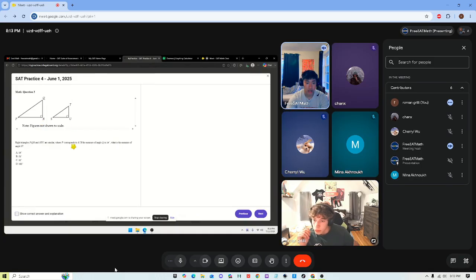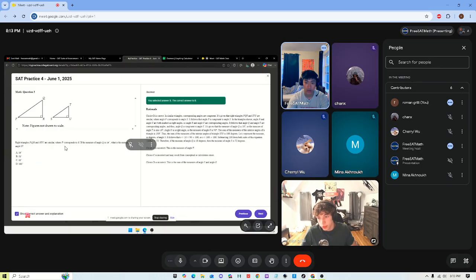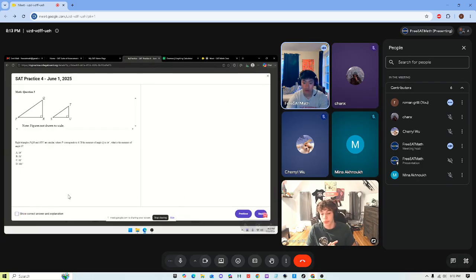So this one says that angle P corresponds to angle S, and it says angle Q is 18. So if this is 18 and this is 90, then we can just solve for angle P. 18 plus 90 would be 108, so that means angle P would be 72. This means that S is also 72, because it says P corresponds to S. So yeah, and then you just do the next one.